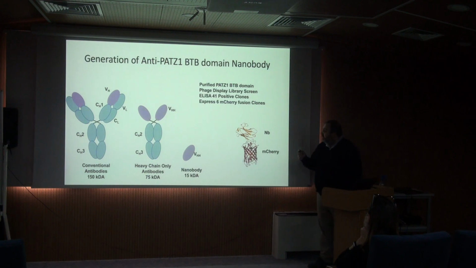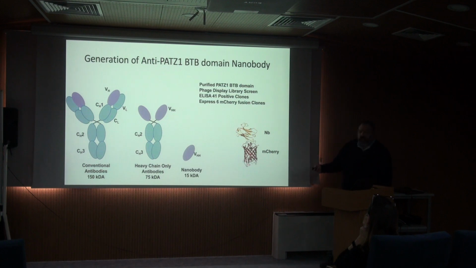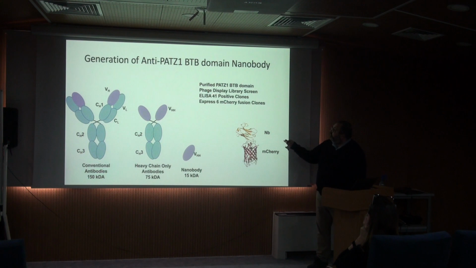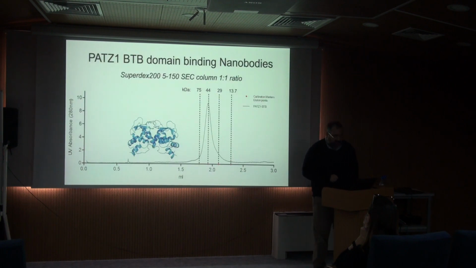made an antibody against the PAX1 BTB domain using phage display, and we identified 49 clones by ELISA that have nanobodies that bind to PAX1, and we expressed them in E. coli, and just to visualize them, we tagged them in their C-terminus with the mCherry fluorescent protein. Out of the 41 clones, we have 6 of them that we think have high affinity.